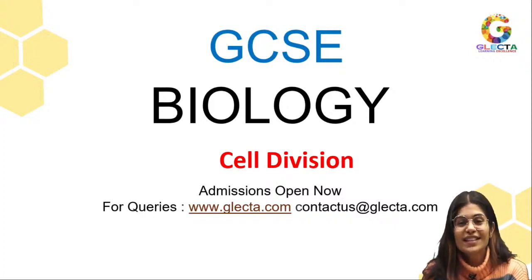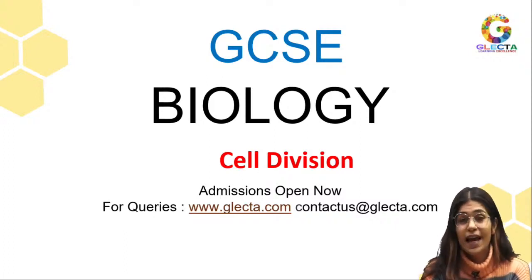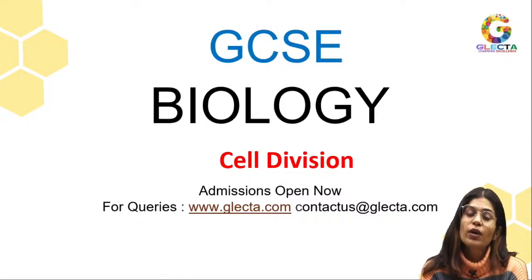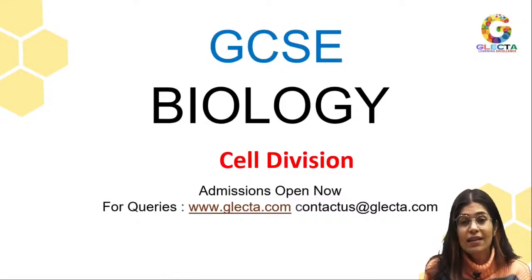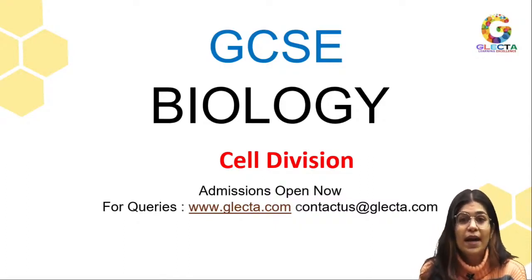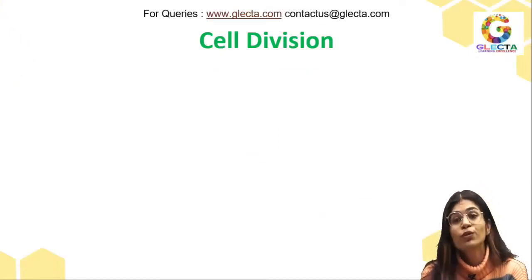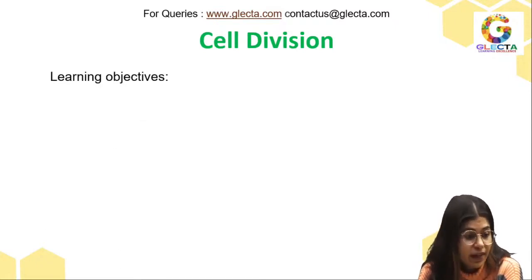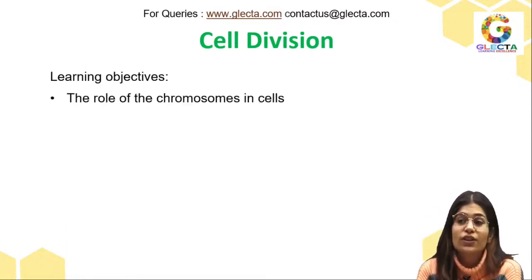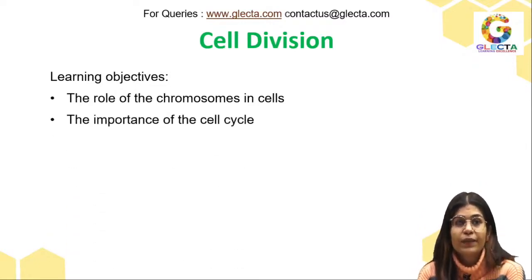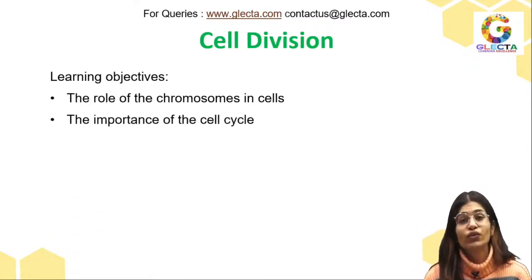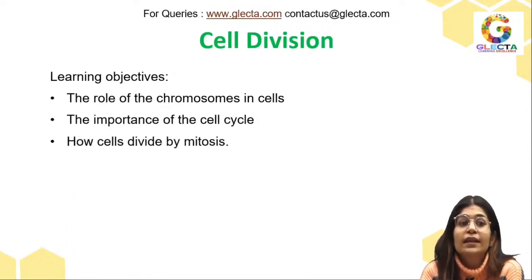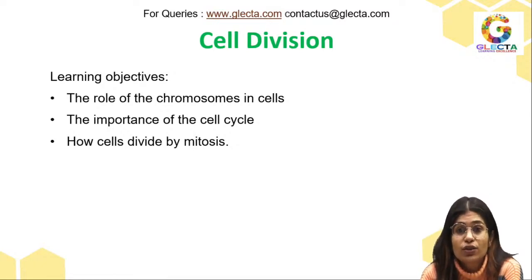This is your biology session where we're starting with a new topic and a new chapter in which we're going to learn about the cell and how it grows and repairs itself. So let's move on and try to understand the learning outcomes from the topic. The first learning outcome is that you would learn the role of chromosomes in the cell. The second would be the importance of the cell cycle. Then next we would know how cells divide by a process known as mitosis.